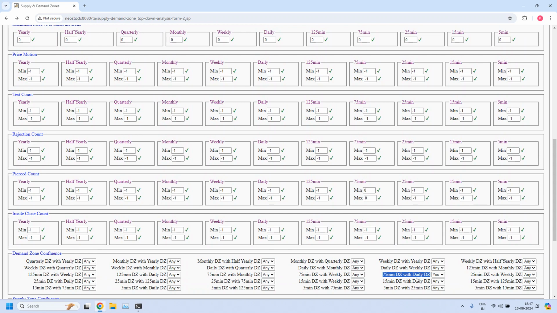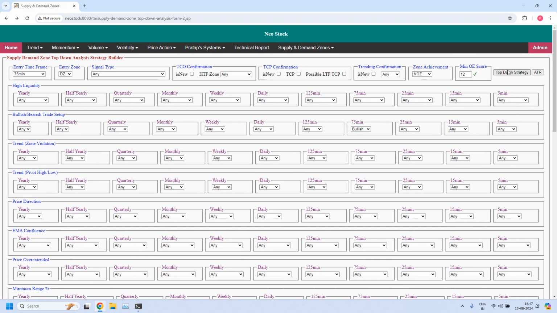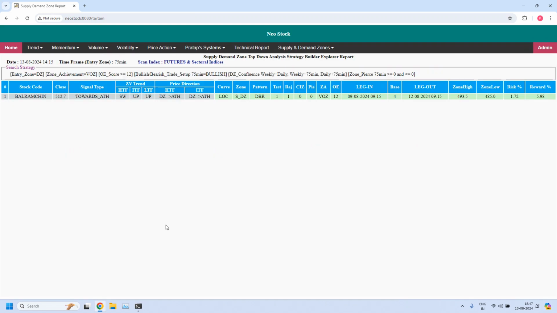So 75 minutes with the daily, 75 minutes demand zone with the weekly, and also daily demand zone and weekly demand zone confluence. So all the 3 are enabled. Let's verify. So only one stock is having confluence. This is the all-time high zone. So we have a 75 minute zone and a daily zone and a weekly zone. All 3 are having confluence.